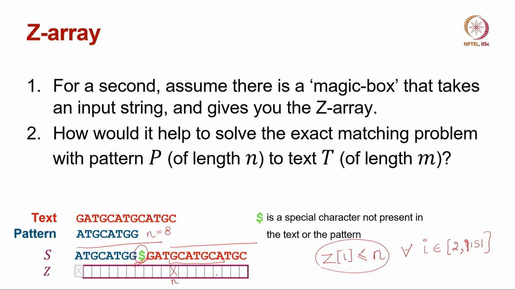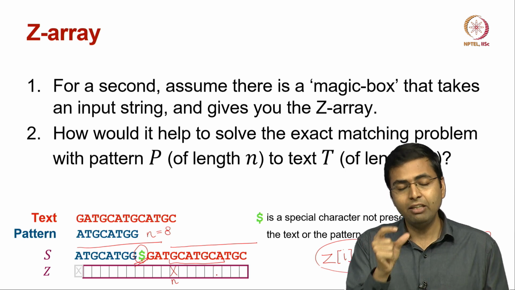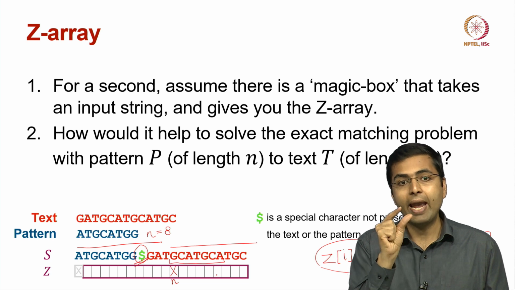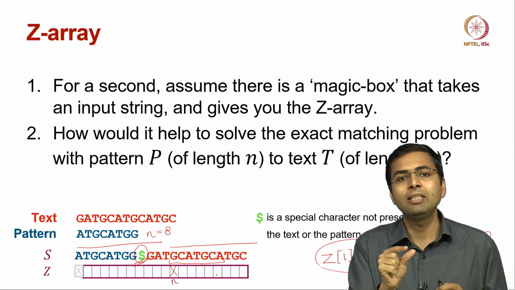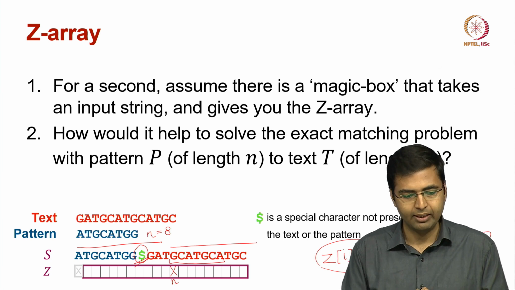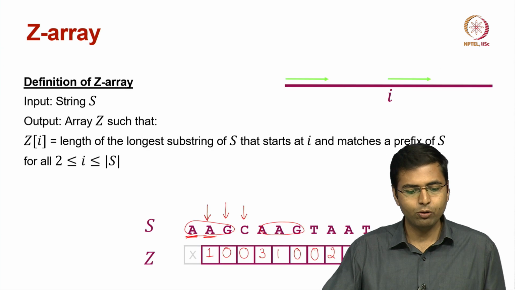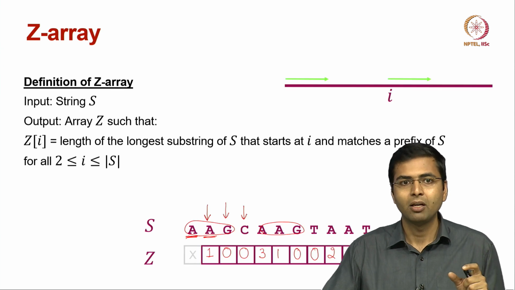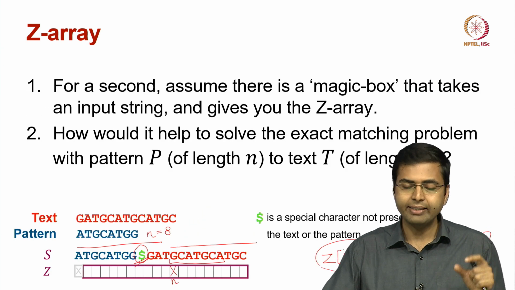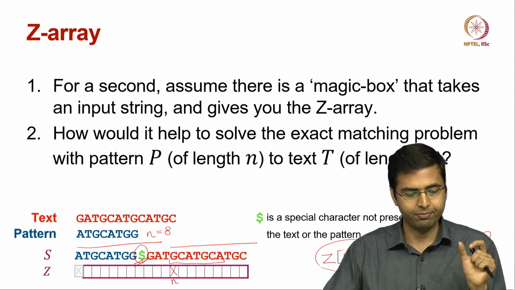That is, we just concatenate the pattern and the text, compute the Z array of the concatenated string, and see wherever the value n occurs, which immediately tells me that there is an occurrence of the pattern in the text. So the importance of the Z array is clear, and why we need to solve for it. In some sense, I can solve the exact matching problem if I have access to an algorithm that computes the Z array.